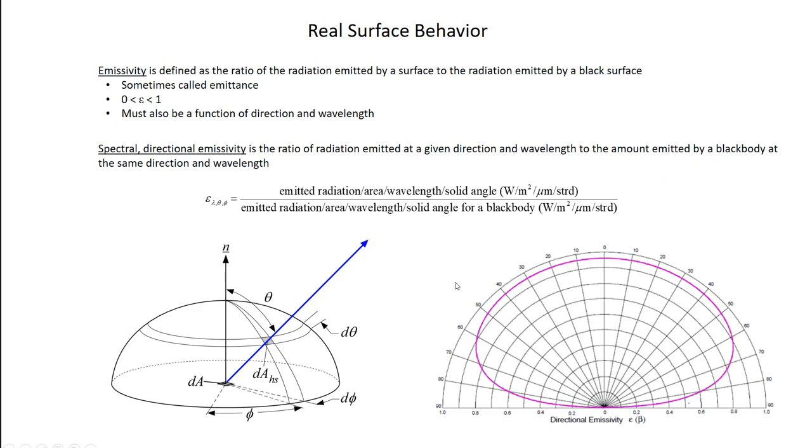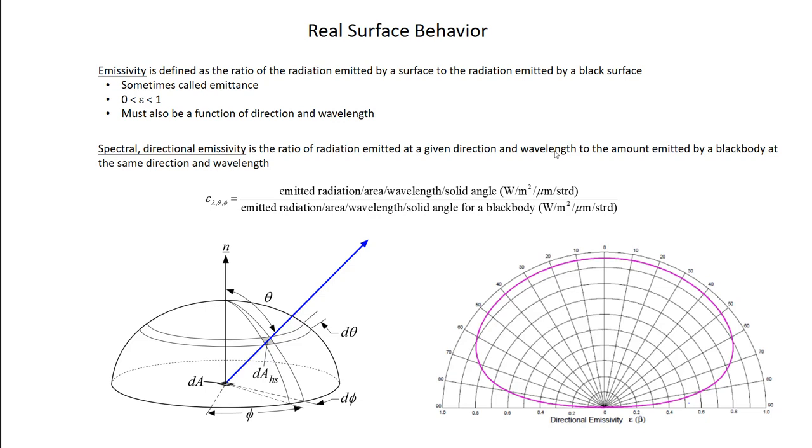So the way that we characterize how much radiation a surface emits is with this quantity called the emissivity. And it's just the ratio of how much radiation is emitted by a real surface compared to how much radiation is emitted by a black surface at the same temperature. Sometimes you'll see this called the emittance. It really basically means the same thing. It's a number that has to be between 0 and 1. Obviously, you can never emit more radiation than a black body, and the smallest amount of radiation you can emit is 0, right?